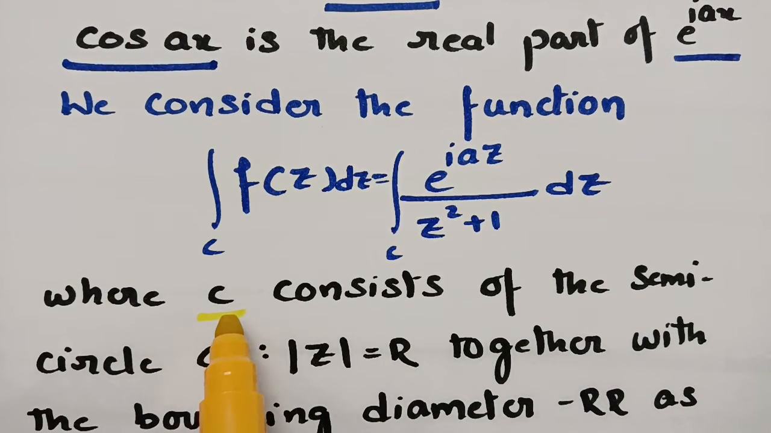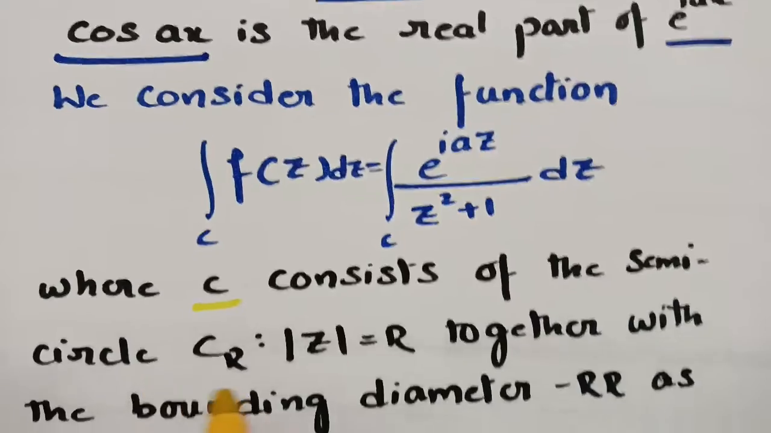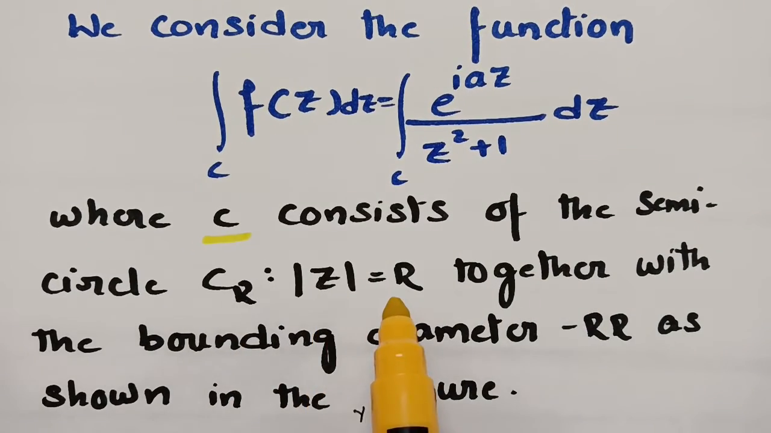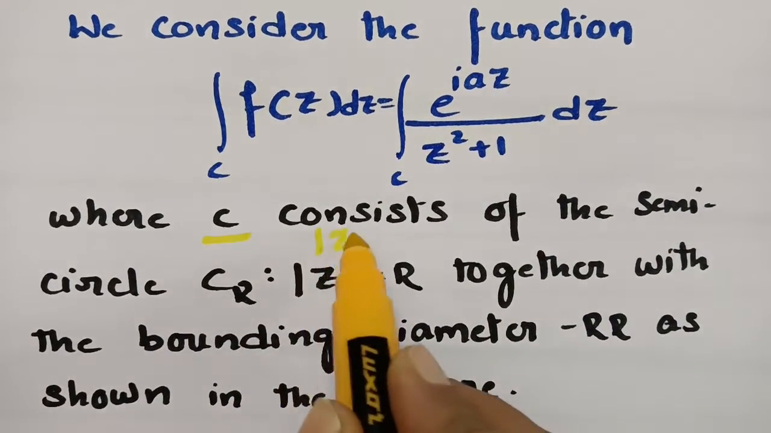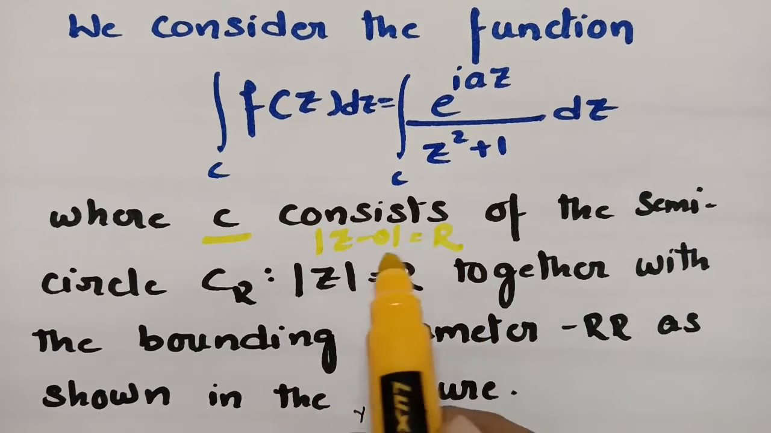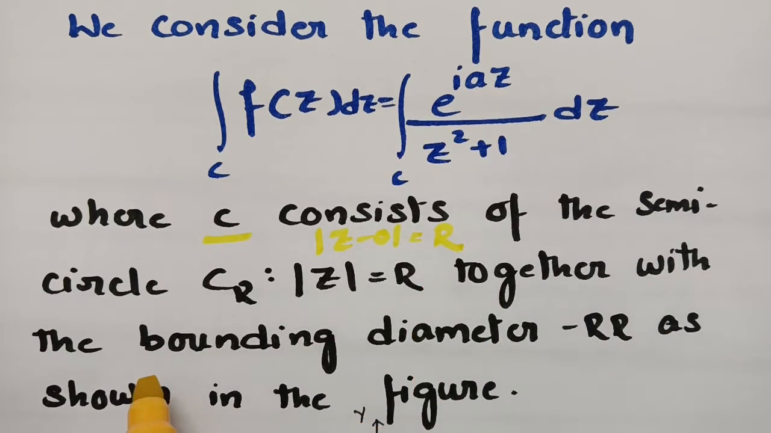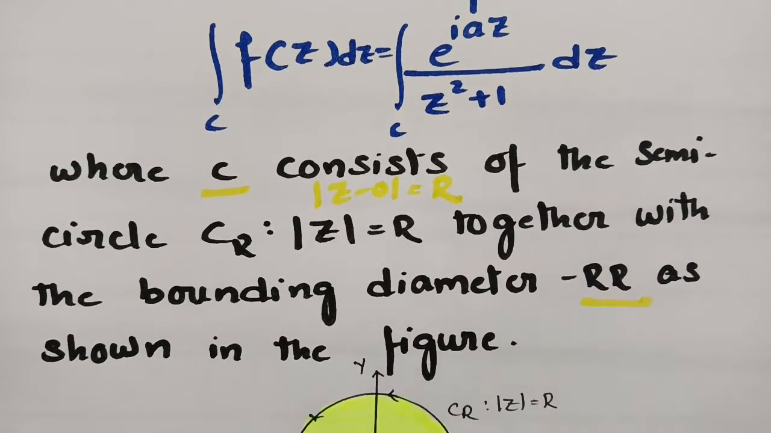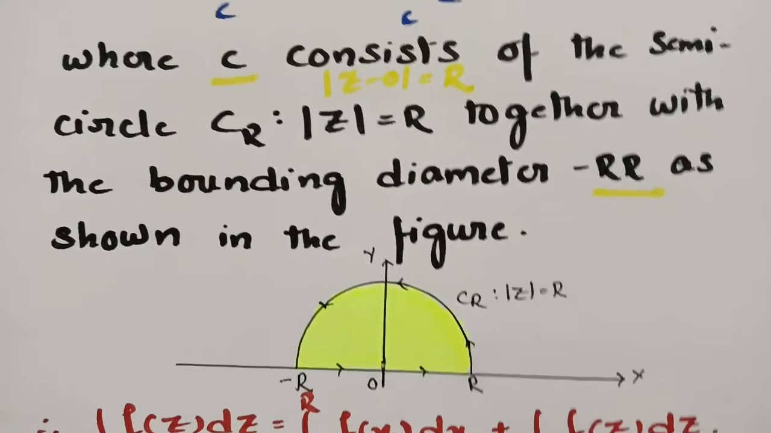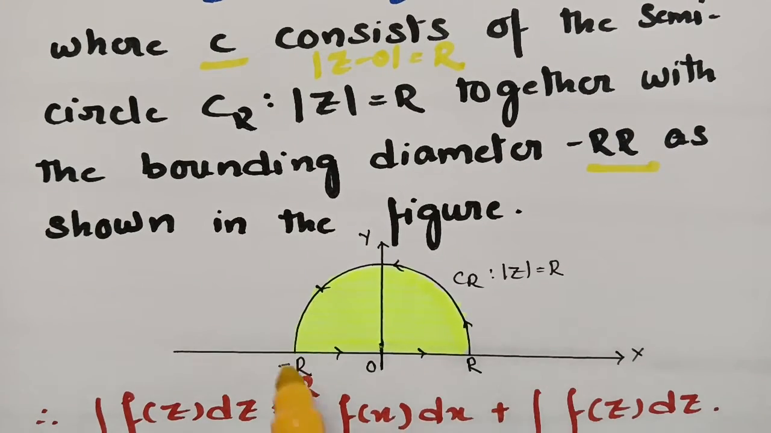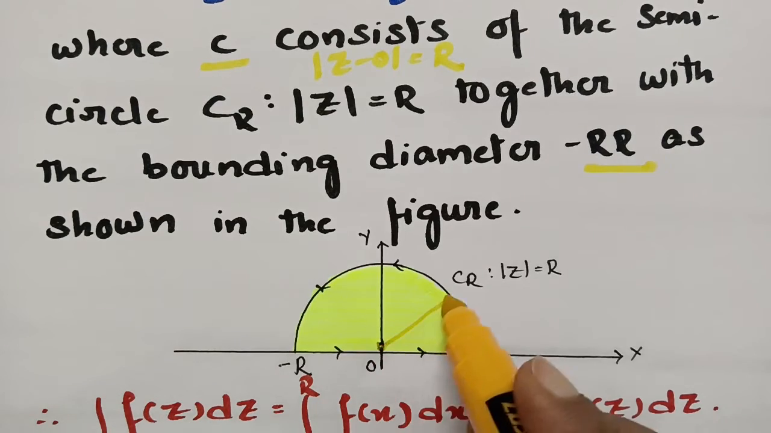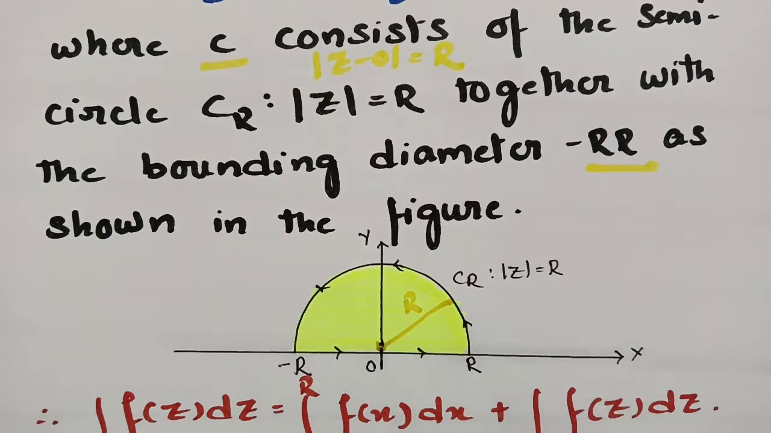As you know, c is a contour consisting of a semicircle CR where mod z is equal to r, that is z minus 0 is equal to r. This is a semicircle with center 0 and radius capital R, together with the bounding diameter minus R to R, as shown in the figure. So this is the radius capital R, and this is minus R to plus R, along the real axis. So this is the total closed contour.